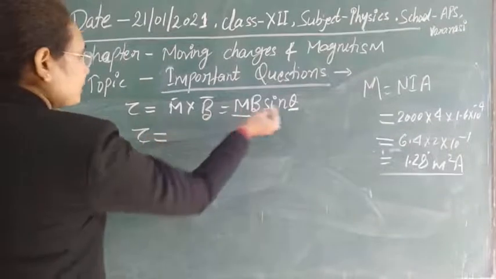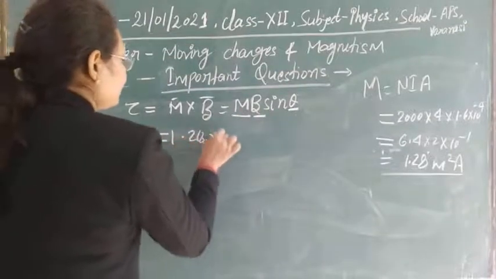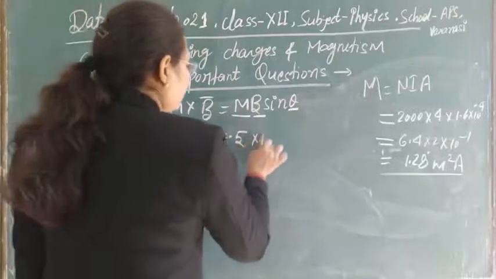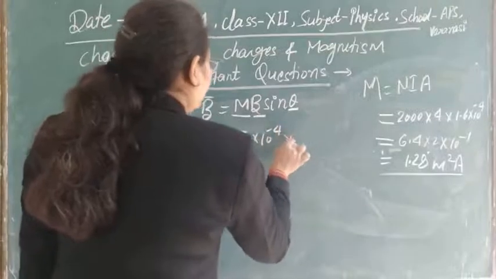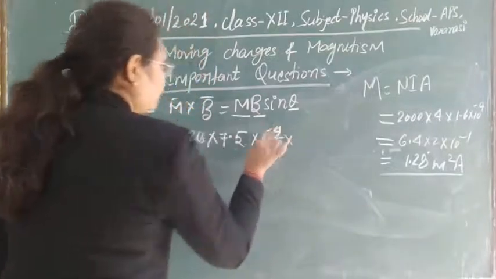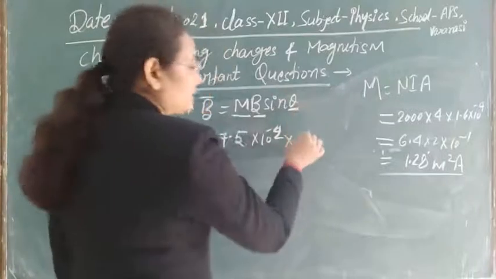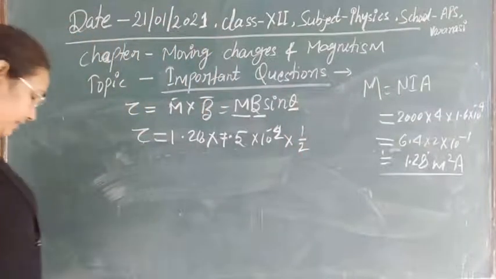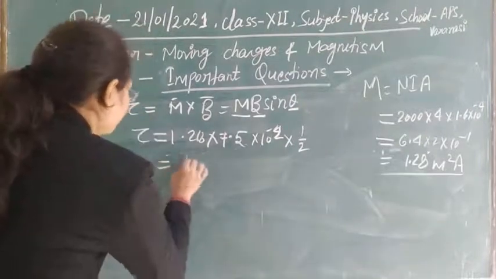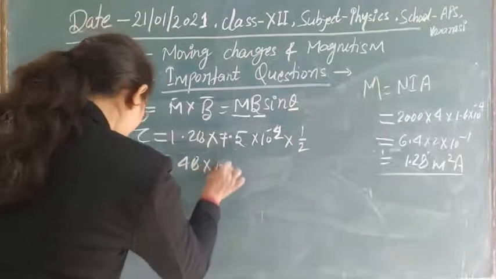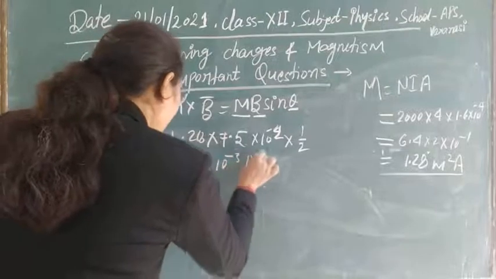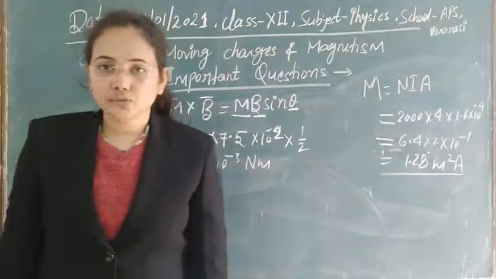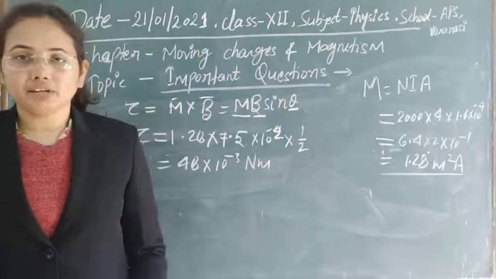So this value of torque will be 1.28 into 7.5 into 10 to the power minus 4, I think 10 to the power minus 2 is given here, and sin 30 degrees, its value is directly 1/2. After solving, its value will be equal to 48 into 10 to the power minus 3 newton meter. So this is the value of torque that is produced in such kinds of systems.